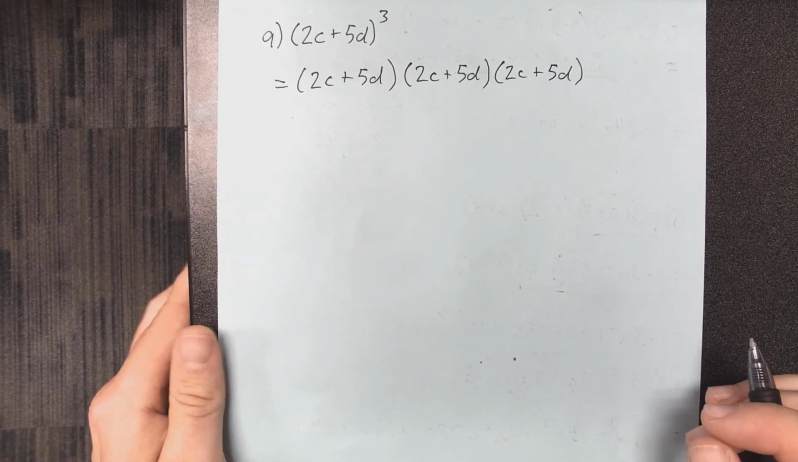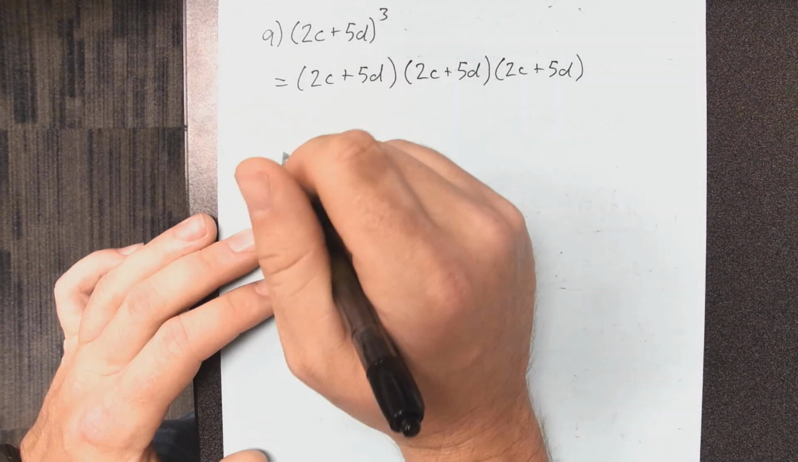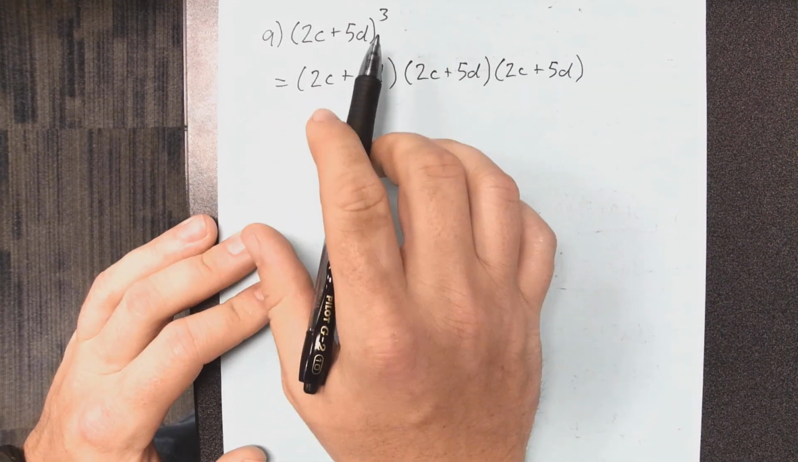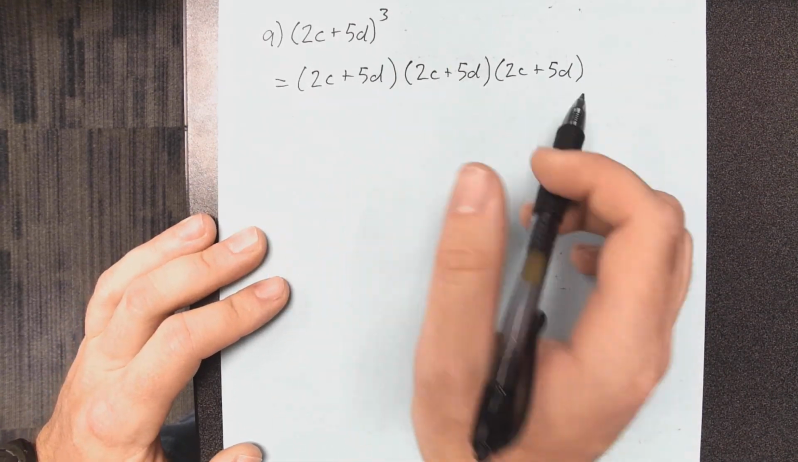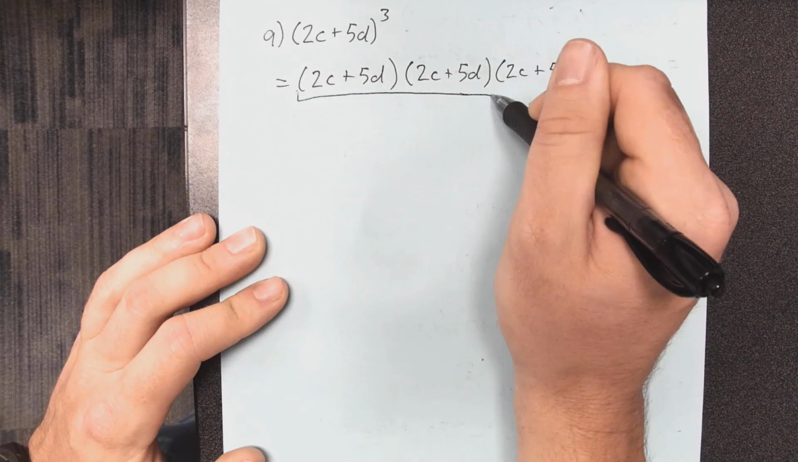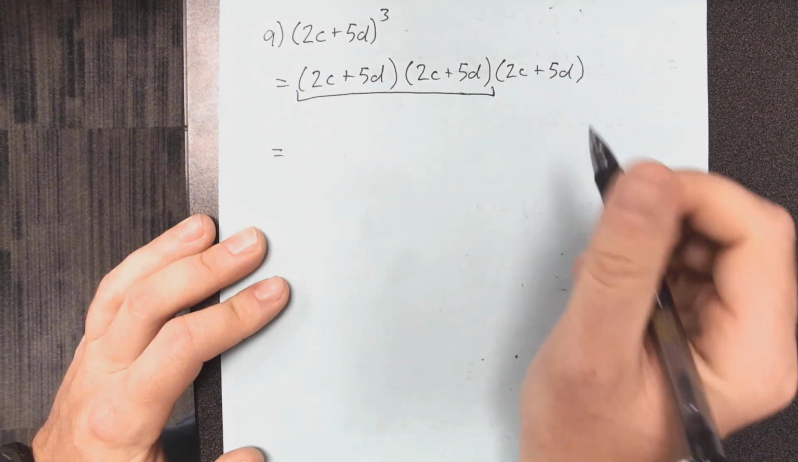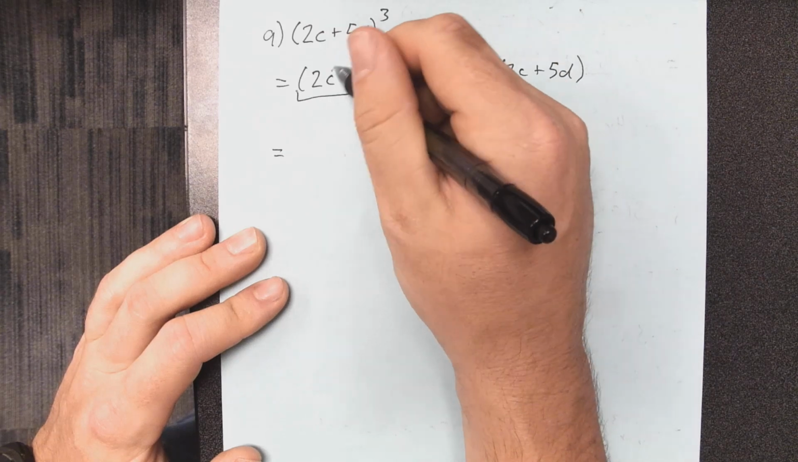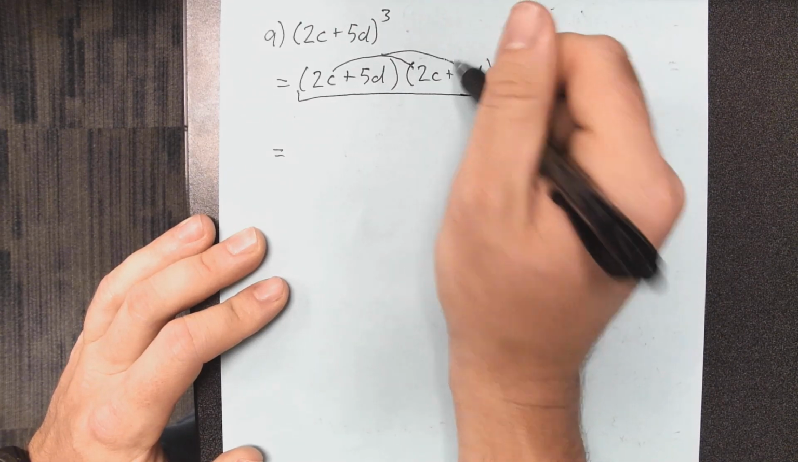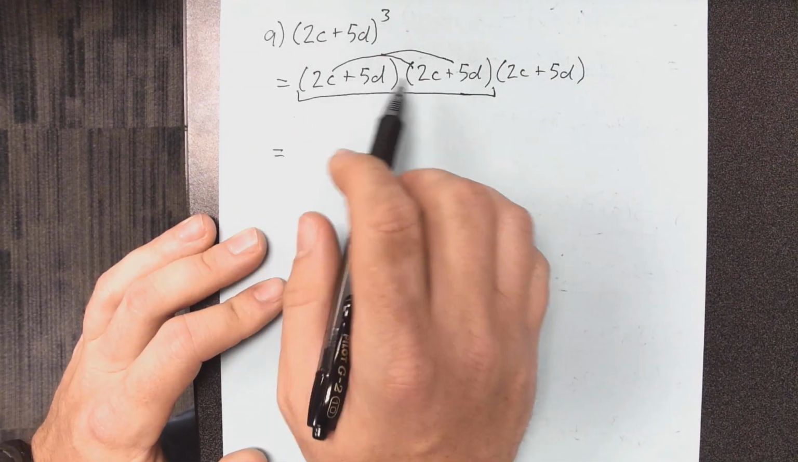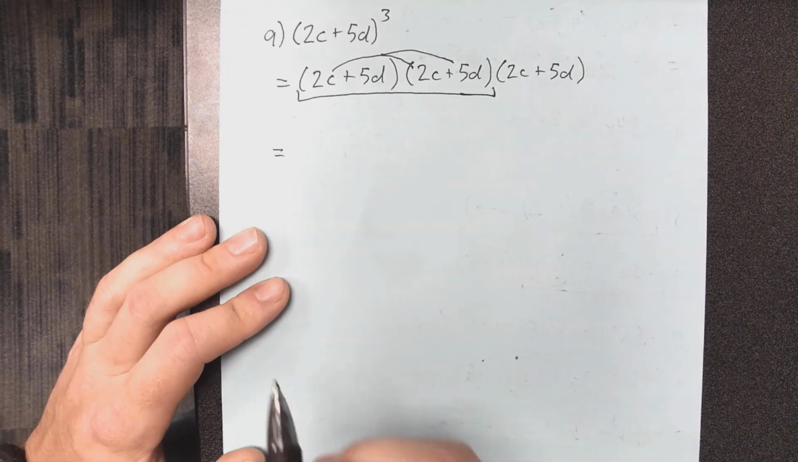So we're going to have to multiply at least twice, because that's what cubing means. It means times itself 3 times. Let's go ahead and multiply the first two. So I'm going to have to FOIL it out, just distribute. I got 2c times 2c, 2c times 5d. I'm distributing that 2c to all terms in the other factor.